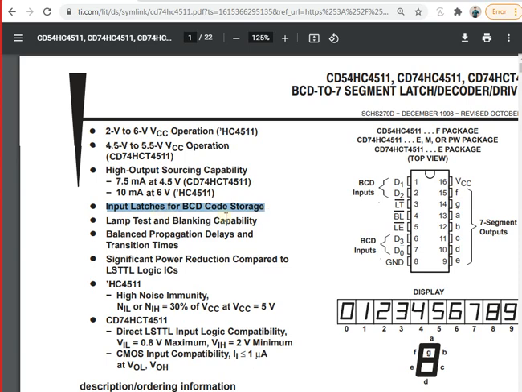Just like over here, you have some tables, and those are stored inside this IC. I will just show you that table as well. Just scroll down a little, I will have that view as well. Lamp test and blanking capability. Now you can get the idea.